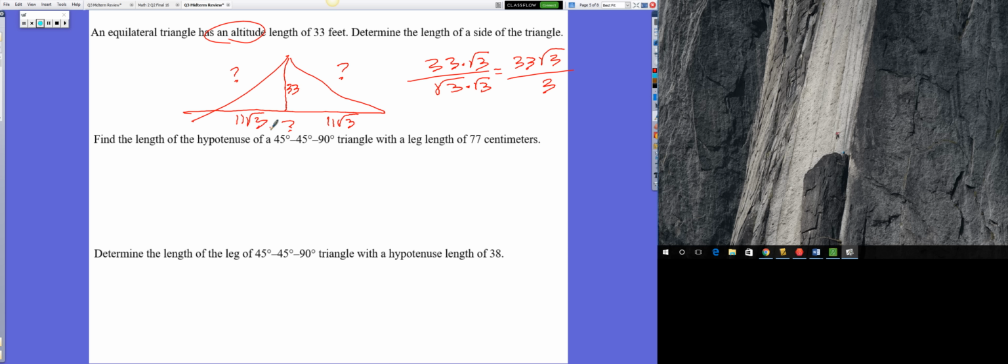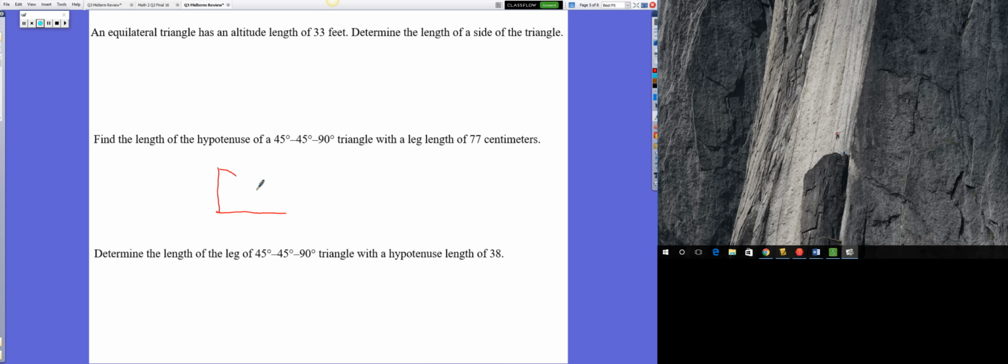So the whole length, you add them together. 11 square roots of 3, add 11 square roots of 3 is 22 square roots of 3. And this is 22 square roots of 3. So the sides of that triangle are 22 square roots of 3, which is some crappy decimal. Okay, the middle one, 45, 45, 90.